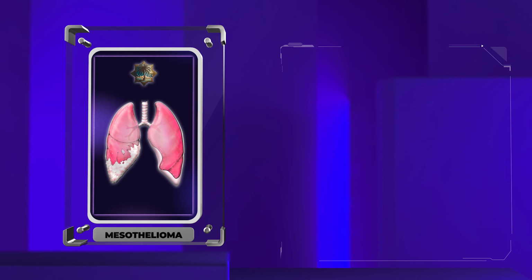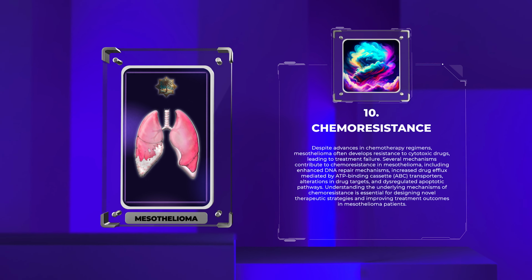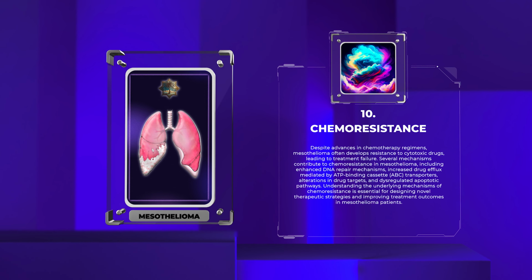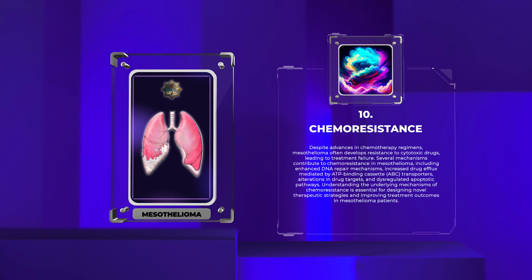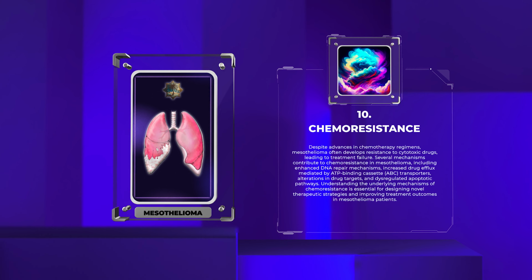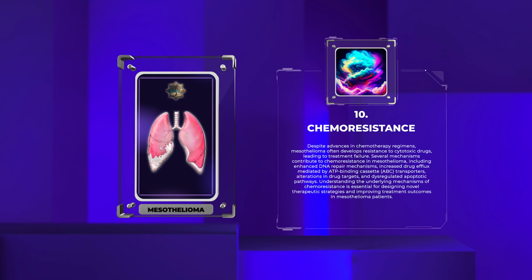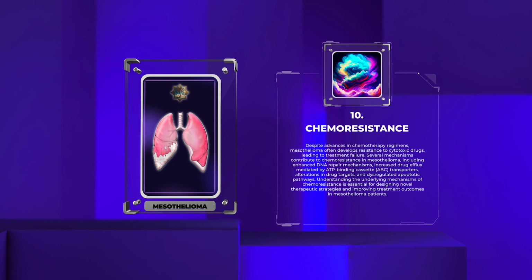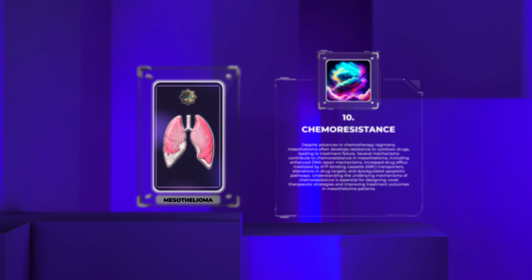Despite advances in chemotherapy regimens, mesothelioma often develops resistance to cytotoxic drugs, leading to treatment failure. Several mechanisms contribute to chemoresistance in mesothelioma, including enhanced DNA repair mechanisms, increased drug efflux mediated by ATP binding cassette, ABC, transporters, alterations in drug targets, and dysregulated apoptotic pathways. Understanding the underlying mechanisms of chemoresistance is essential for designing novel therapeutic strategies and improving treatment outcomes in mesothelioma patients.